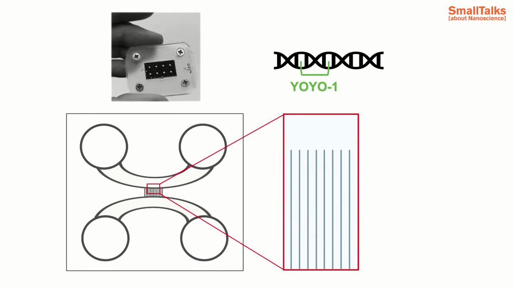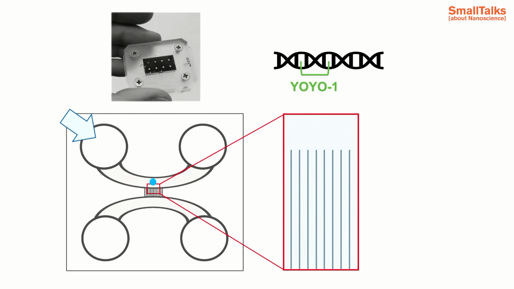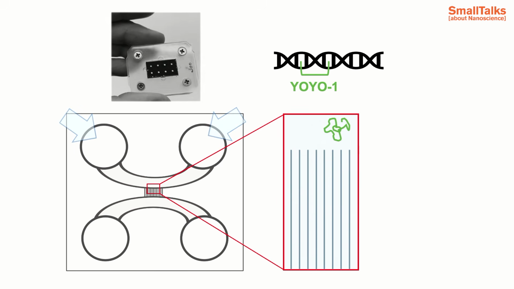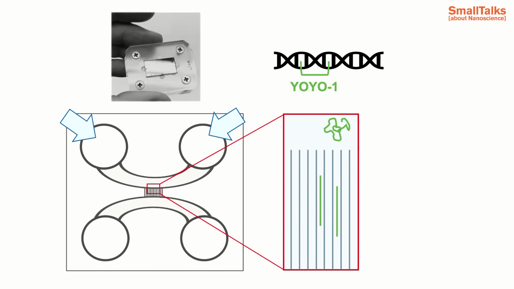Let's look a bit closer at the nanochannel entrance. When we load the sample in solution in the top left well, and then apply the nitrogen gas pressure, the liquid is pushed into the microchannel. That makes the DNA move through the microchannel. When we then apply the pressure to both of the top wells, the sample is pushed down and the DNA goes into the nanochannels.